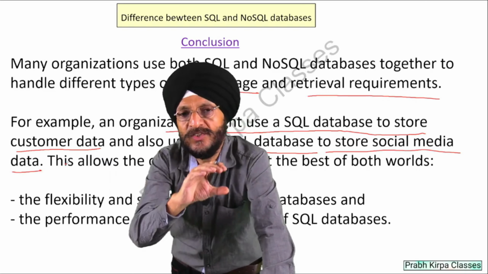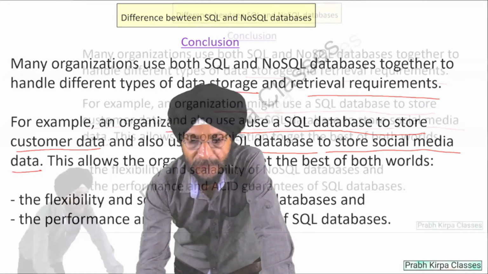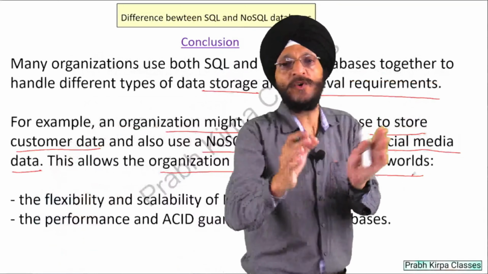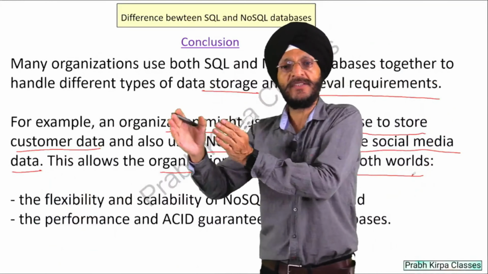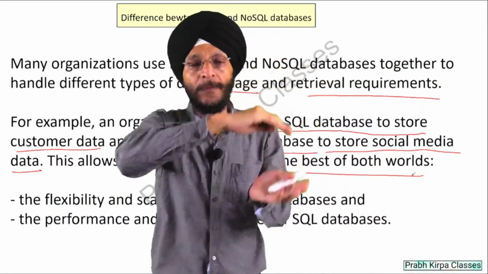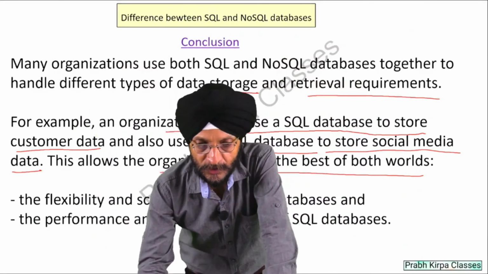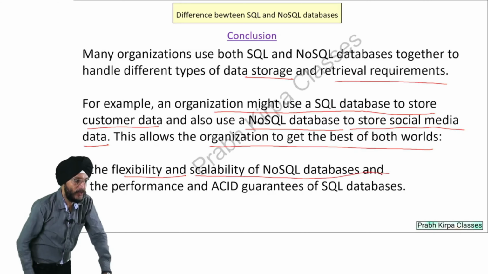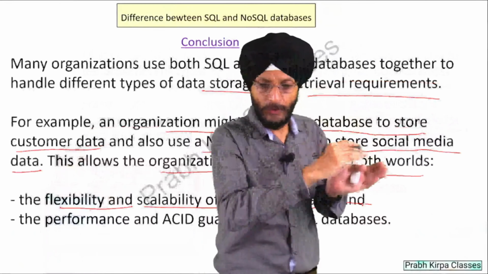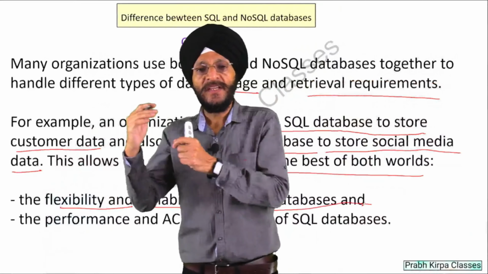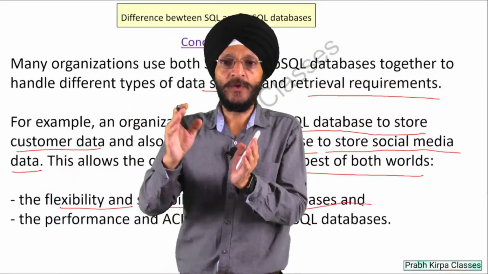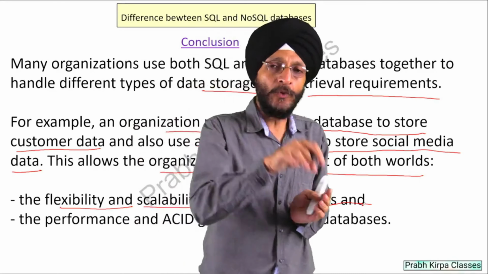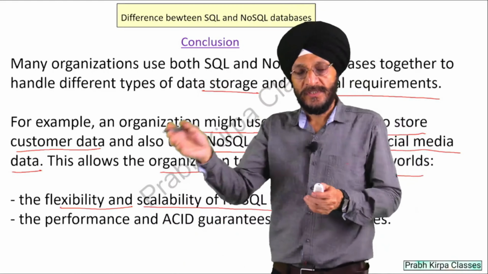If the organizations use both types of databases, then it allows the organizations to get the best of the two worlds. To get the best of the two worlds means to get the benefits of both types of databases. And what are those benefits? The flexibility and scalability of NoSQL databases, and the performance and ACID guarantees of SQL databases. That is, the organization can take the benefits of strengths of both these types of databases if they use both of them.